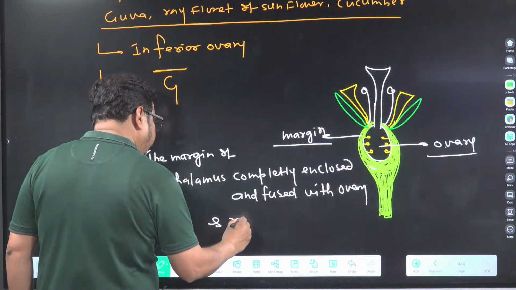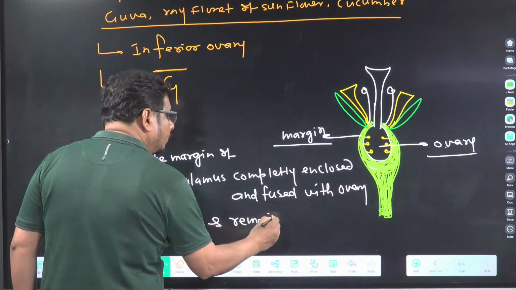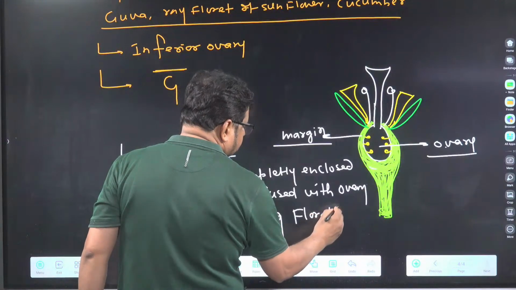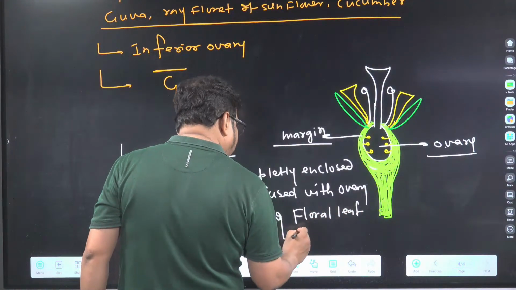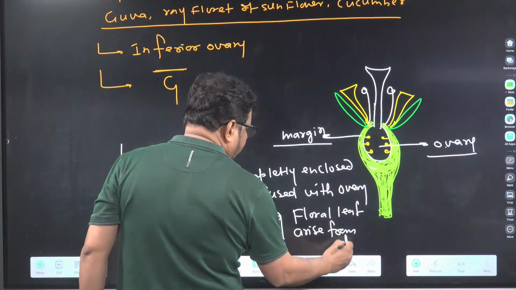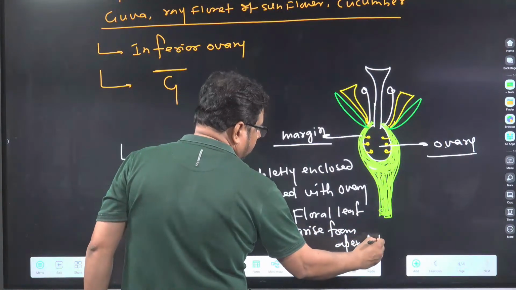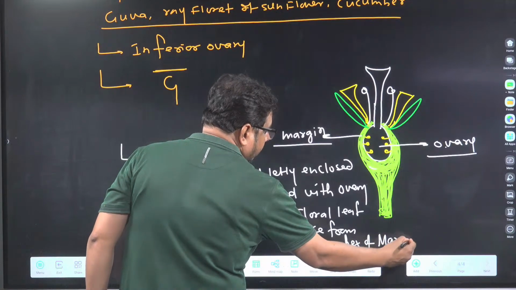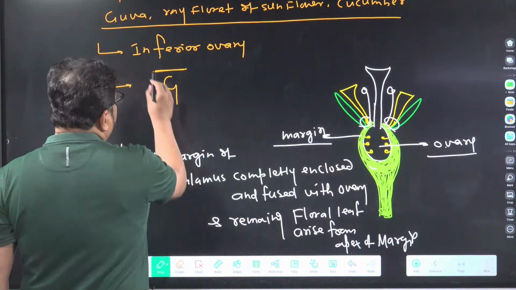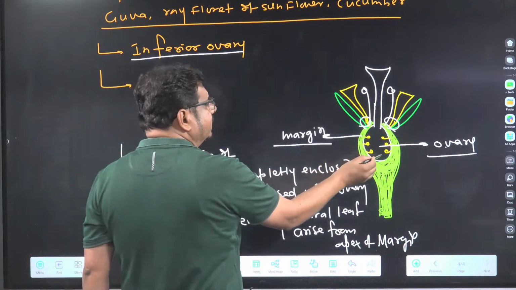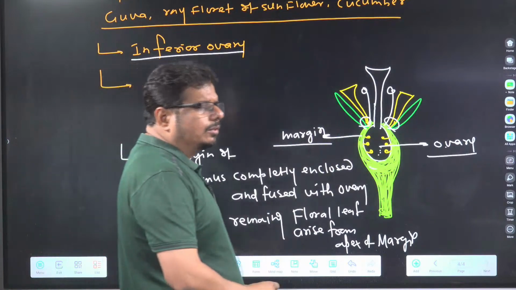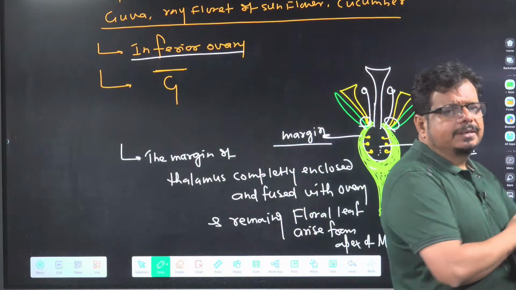and the remaining floral leaves arise from the apex of the margin. These are the remaining floral leaves. So here what we are finding is an inferior ovary. Who is present in the lowermost position? Ovary. Remaining all are present in which one?